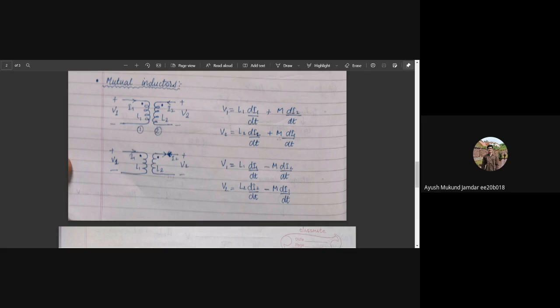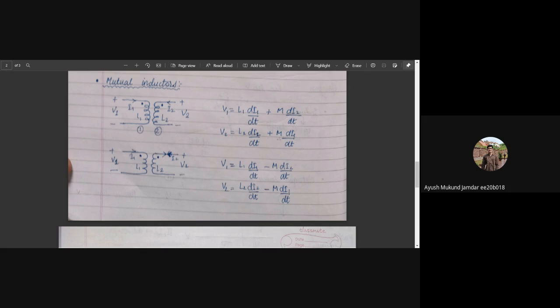So to avoid the ambiguity in this set of equations, we use the dot convention. You can see the dots placed in the two inductor sets. When both currents are flowing towards the dot, as in the first case, we take M to be positive, that is, we use plus M.